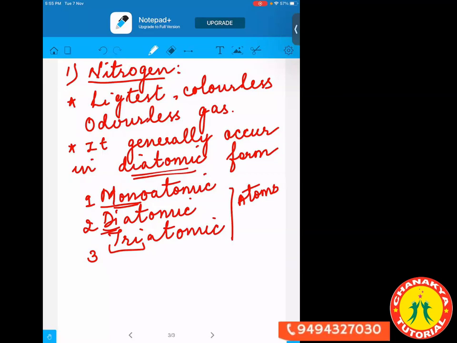Now these atoms, if they are present one in number, then we say them as monoatomic. If they are present two in number, we say them as diatomic. If they are present three in number, then we say triatomic. For example, if I have H, then I have N2, and then I have O3. Now, could you tell me out of these three, which is monoatomic, which is diatomic, and which is triatomic?